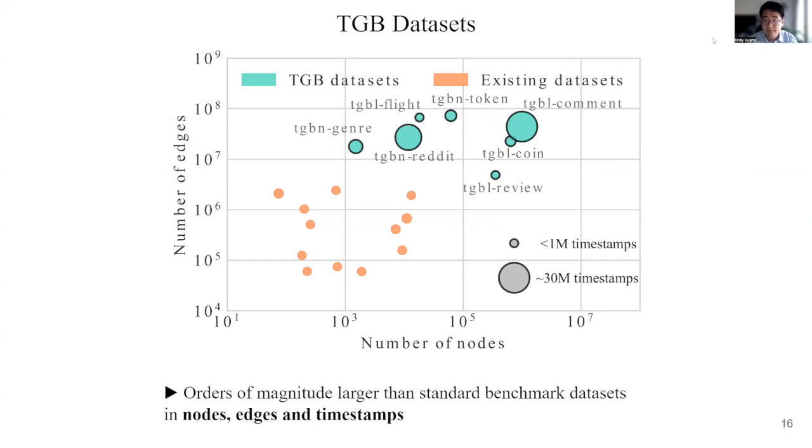Okay, here is a bird's eye overview of the TGB datasets and the scale that we handle. So here, the x-axis is the number of nodes, and the y-axis is the number of edges, and the size of the circle is the number of timestamps. So we can see that existing datasets are usually smaller in scale, usually by 1 or 2 magnitudes smaller, as well as not containing that many timestamps. In comparison, the datasets that we propose in this work are much larger in nodes, edges, and timestamps.